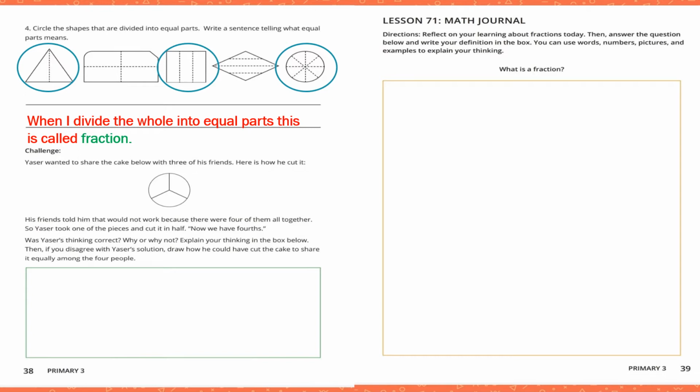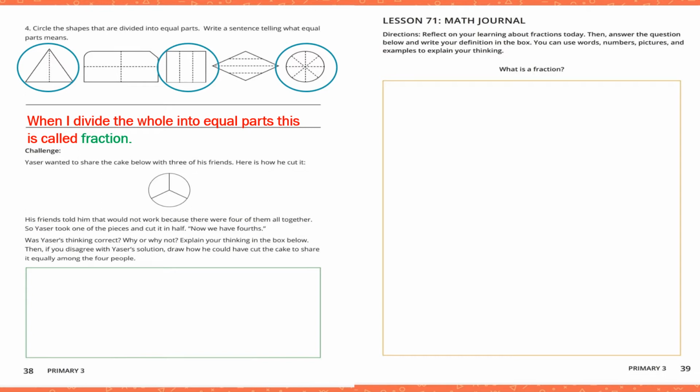He said, now we have fourths. Fourths means 4 equal parts. Do we have 4 equal parts if we took one piece of these pieces and cut it into halves? So, do I have equal parts now? Was Yasser's thinking correct? Why or why not? Explain your thinking below. If you disagree, you can draw a solution.